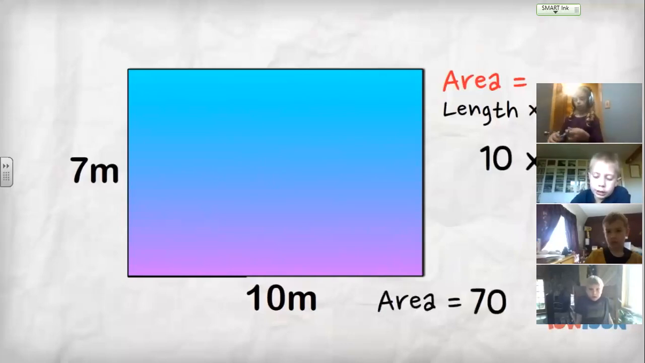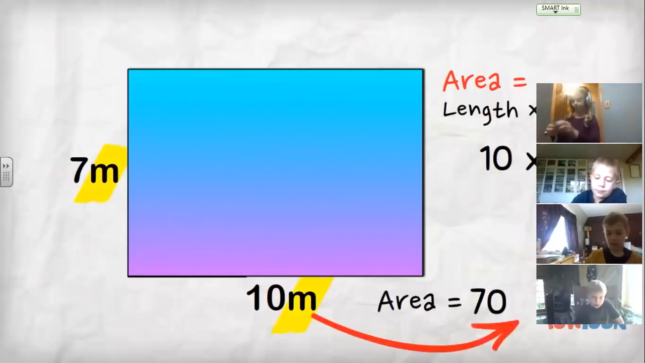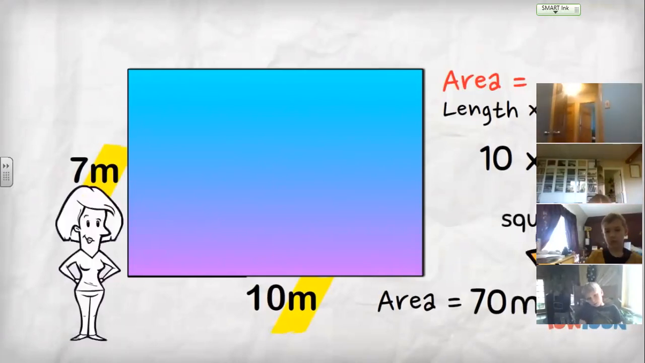70 what? The diagram shows us the measurements are in meters, so we have to put that in our answer. Area is 70 m squared, for meters squared. The little 2 superscripted up here stands for squared. It makes sense because we measured in 2 dimensions, length and width.